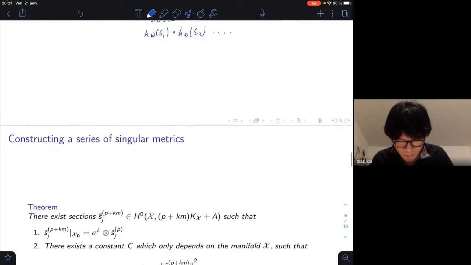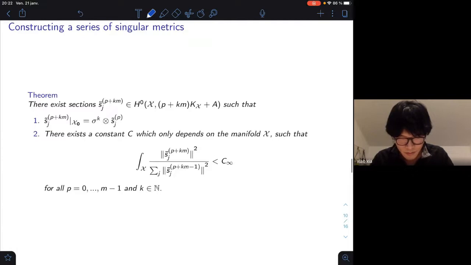Okay, then the following theorem. Any questions until now? Okay, I will go on.